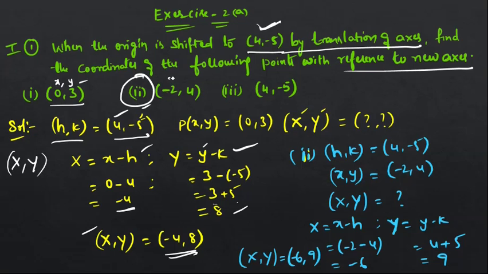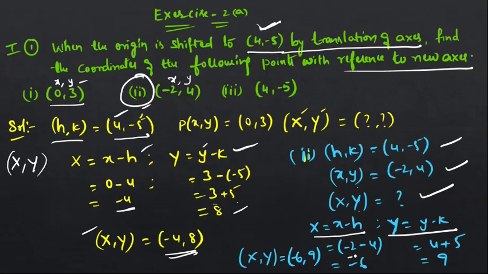So these are, as we know, small x comma small y, and we need to find capital X comma capital Y. Okay, so same again, h comma k is 4 comma minus 5, and small x comma small y value is given as minus 2 comma 4, and we need to find capital X comma capital Y. So same formula: capital X is equal to small x minus h and capital Y is equal to small y minus k.